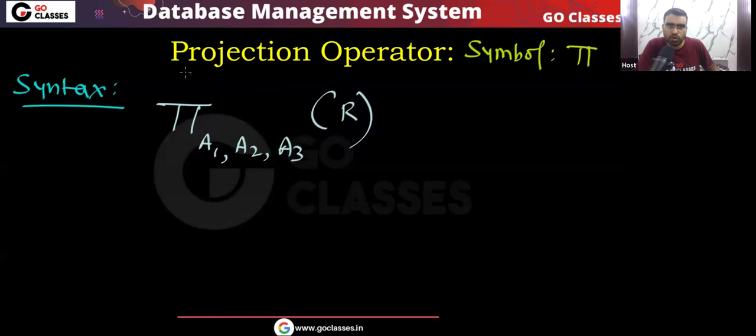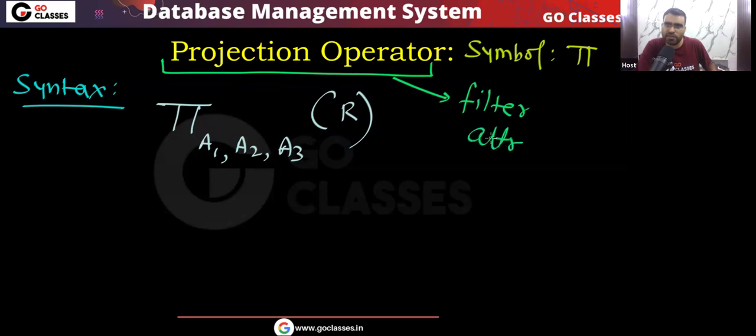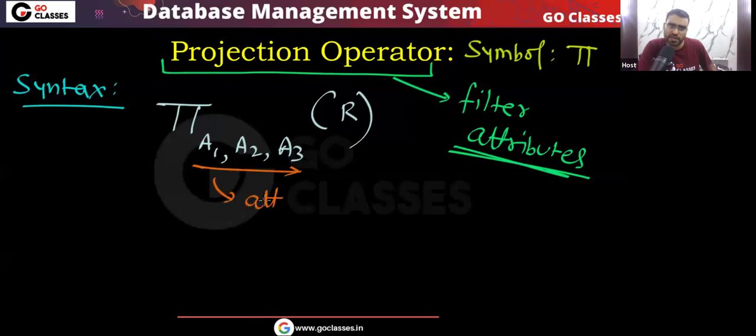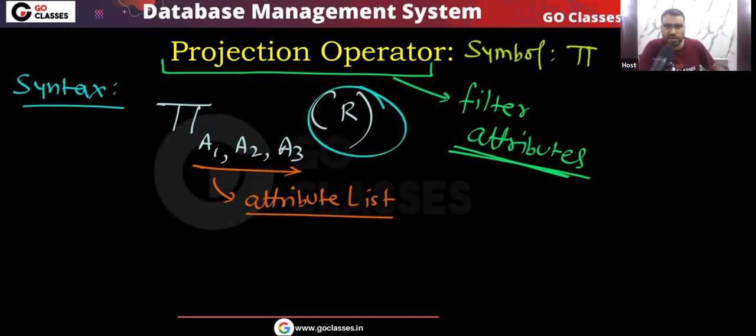Basically, it will project attributes, or I can say it will filter attributes. Remember, it will filter columns. Is this clear? It will filter columns, which means from the table R we just want these three attributes. We are filtering the attributes. This is called the attribute list. So from the table R, we only want these three attributes. This is the simple point.